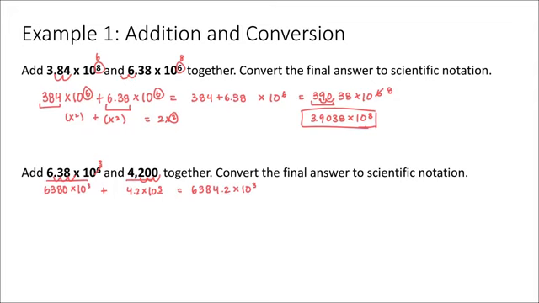And to convert this to scientific notation, I would go 1, 2, 3 decimal places back. So that would be 6.3842 times 10 to the 6th. I just made the number 3 decimal places smaller, so I'm going to make the exponent bigger. There we go. Awesome. There's our final answer.